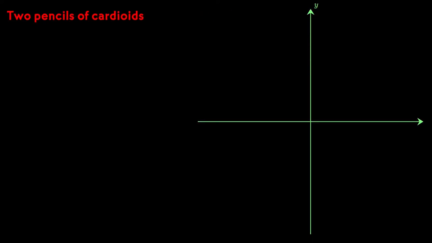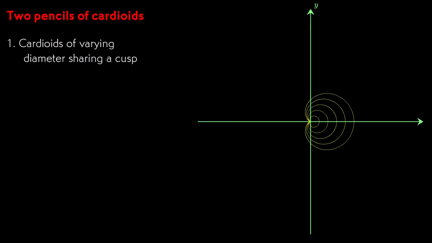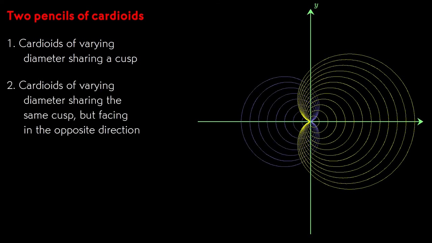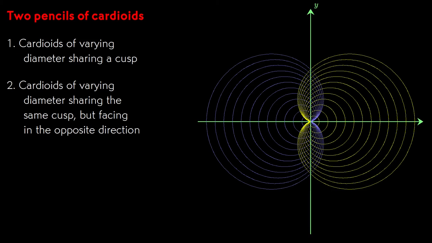As a final look at pencils, let's look at two pencils of cardioids. The first are all the cardioids that have the cusp on the origin and the vertex somewhere on the positive x-axis. They're shown here in yellow. The second are all the cardioids with the cusp on the origin and the vertex on the negative axis. They're shown in blue.